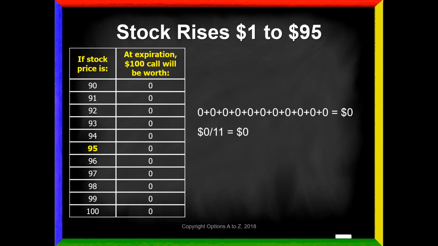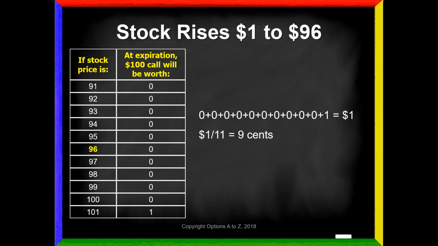What if the stock price rises to 95? Still, we make plus or minus $5 of stock price changes, still a board full of zeros. What if the stock rises another $1 to 96? Well, now we pick up this little 1 down here at the bottom. If the stock gets all the way up to 101, we have a total of 1. We divide by 11. That's worth about 9 cents. So think about what happened. The stock had to go from 94 to 95 to 96 just to pick up 9 cents.